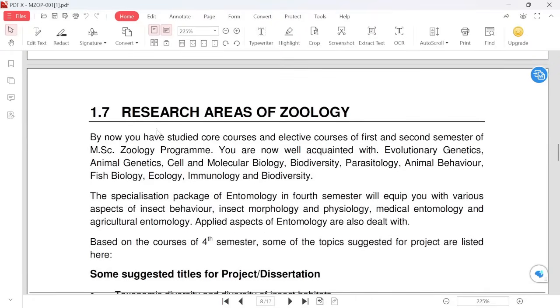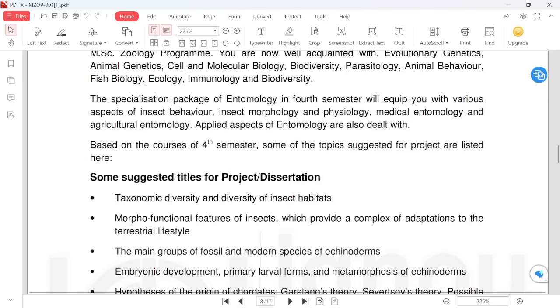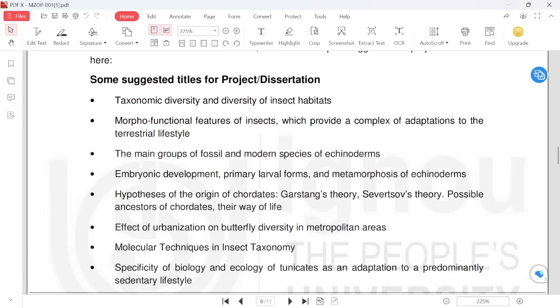Now, research areas of zoology. This is the most important thing that you need to understand while making your proposal and project report. So, areas of zoology, some suggested titles for your project dissertation. You need to understand what the main titles are and what project titles you can select. I'm going to read some of the topics here. The first one is taxonomic diversity and diversity of insect habitats.